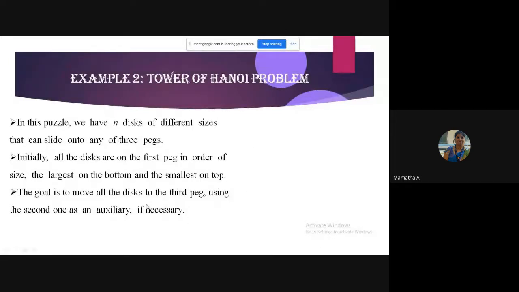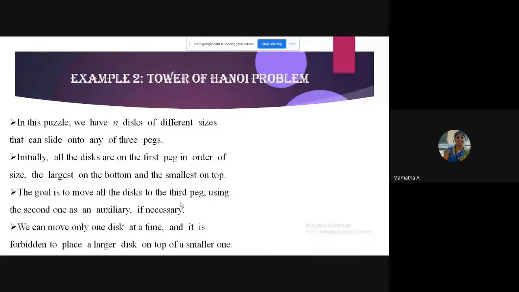What is my third peg as per your convention? The destination peg, using the second one as an auxiliary, like a temporary one, if necessary. And the other condition is that we can move only one disk at a time, and it is forbidden to place a large disk on top of a smaller one. So I cannot place a large disk on a smaller one.